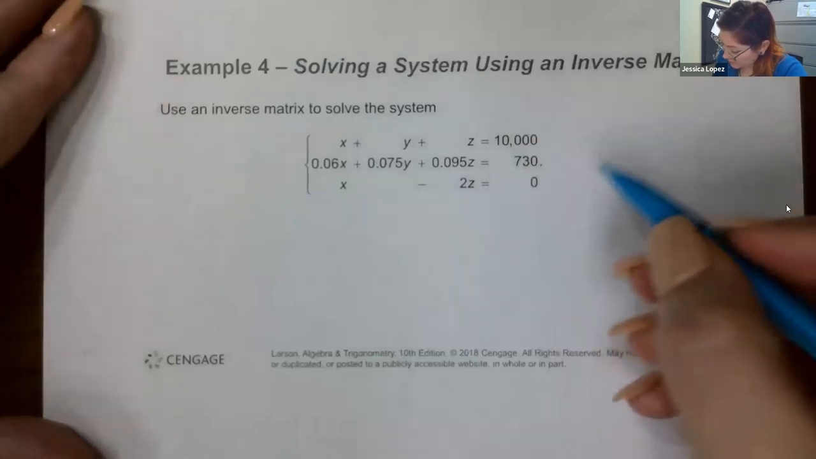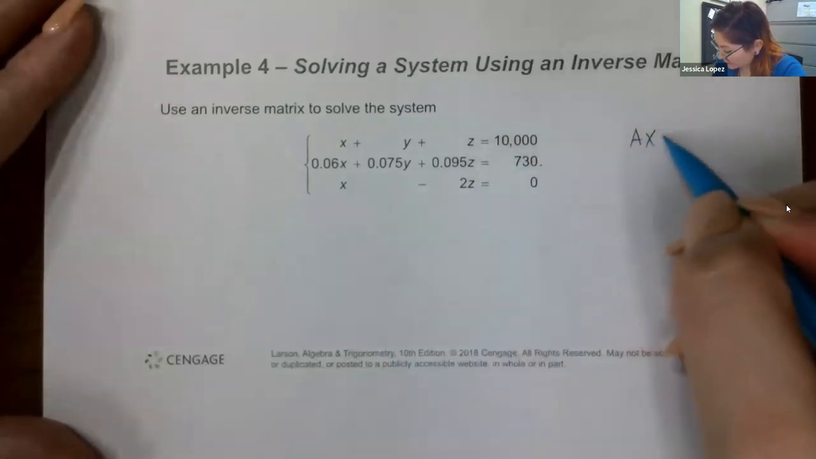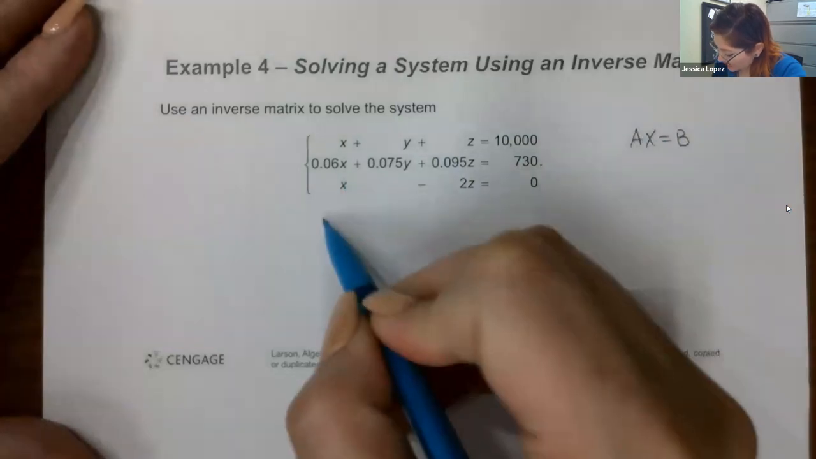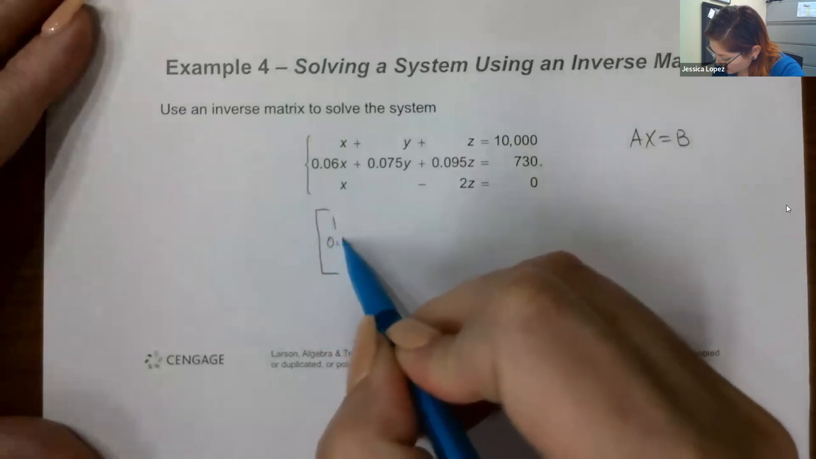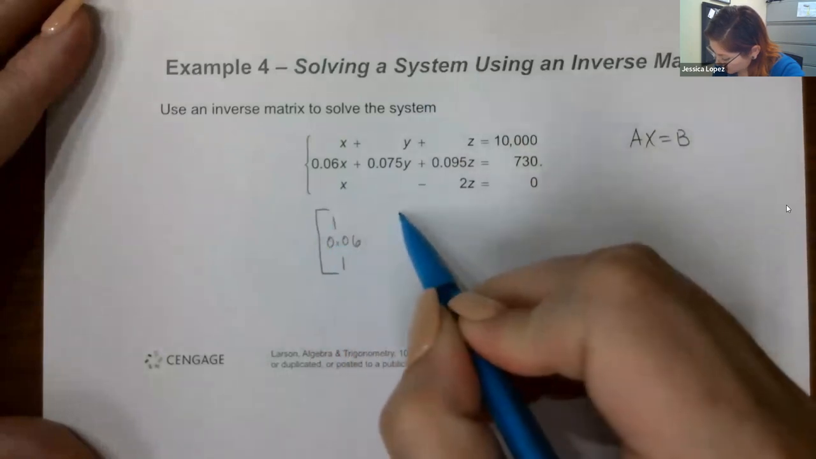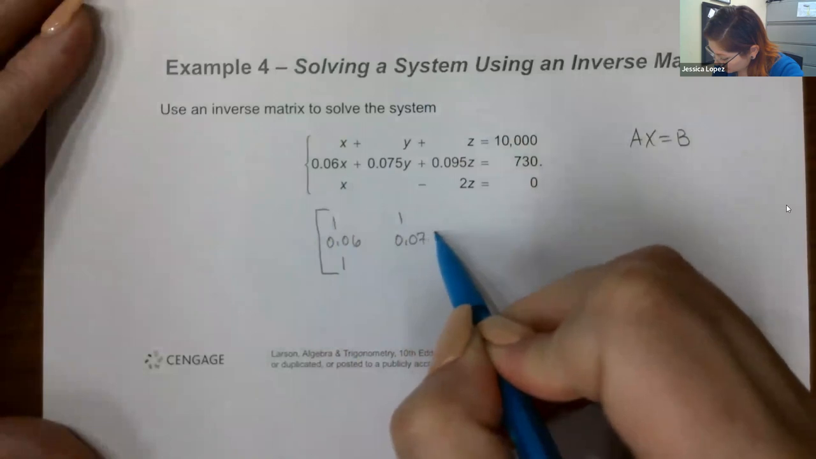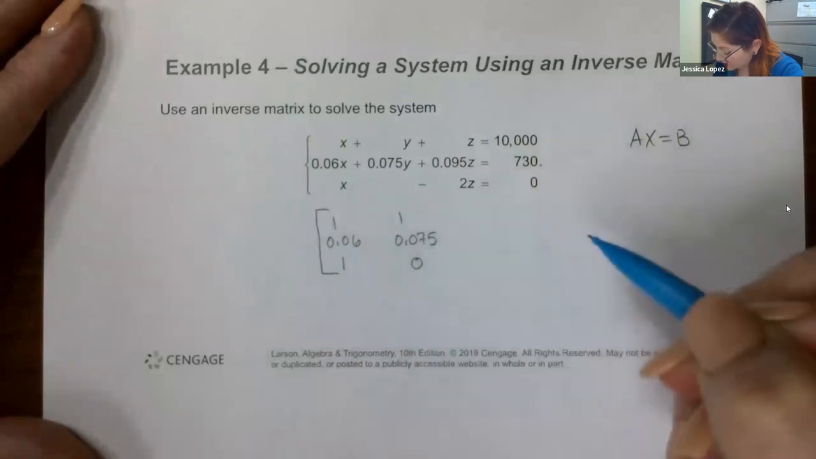So we have this here, I'm gonna put it into this form, AX equals B. So the A matrix is the coefficient matrix. So it's 1, 0.06, 1, 1, 0.075, and no Y's in the bottom equation.